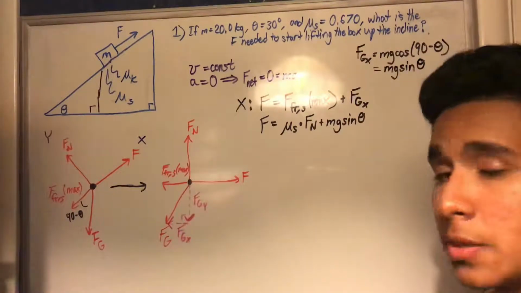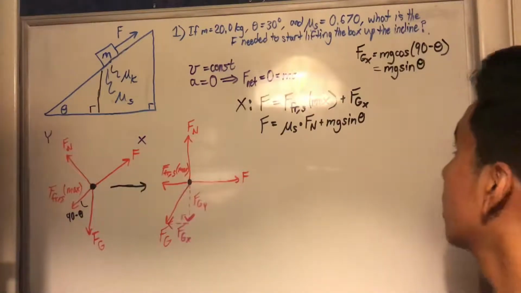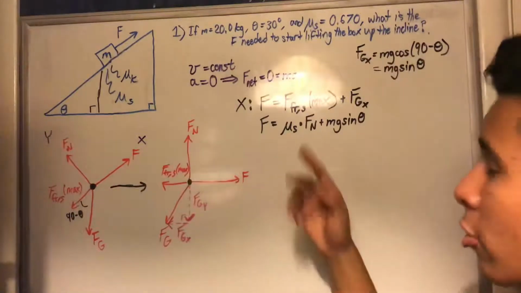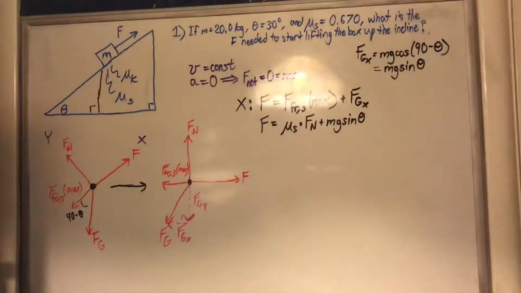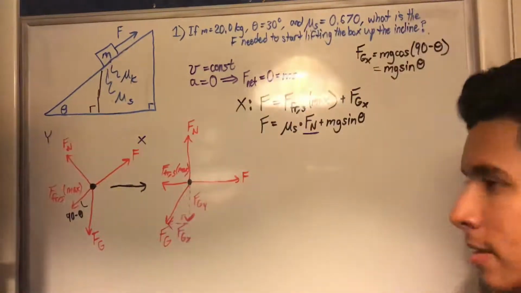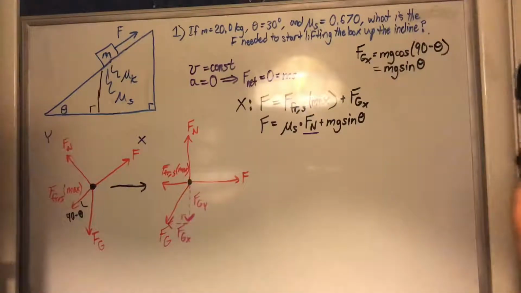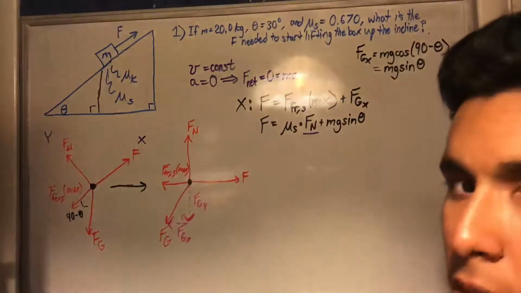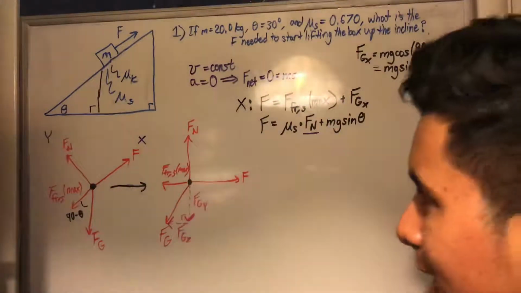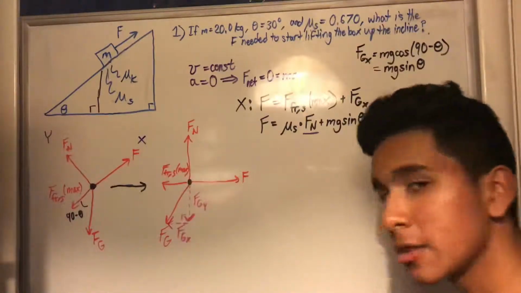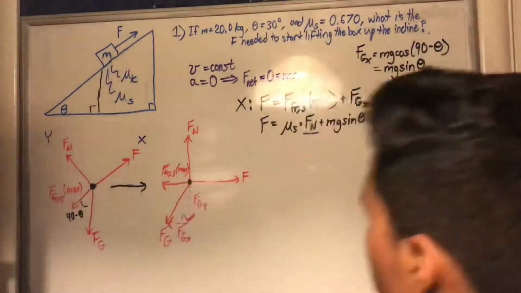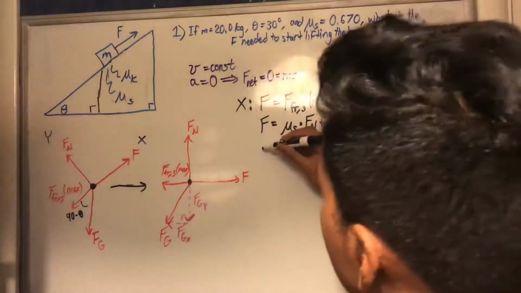And that is pretty much a general explanation for why the trig functions switch. Going back to the problem though, crud, we don't know what the normal force is. Remember that to solve an equation, we just want one unknown. We know mu s, we know m, we know g, we know sine theta, but we don't know the normal force. So we've got to look at y in order to get an idea of what the normal force is.